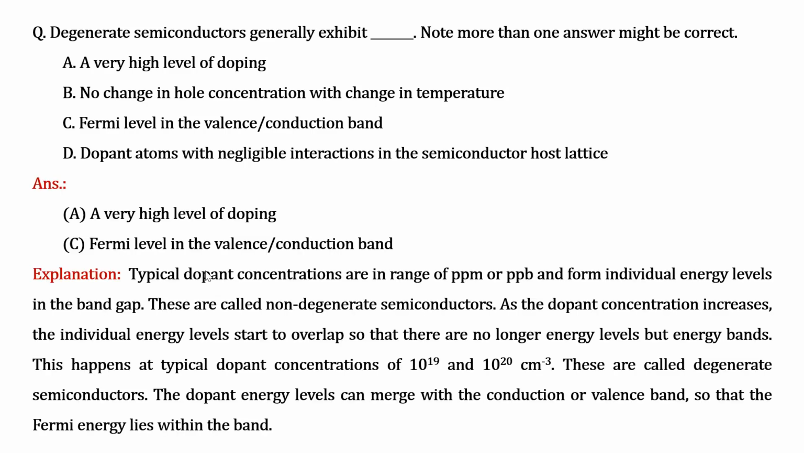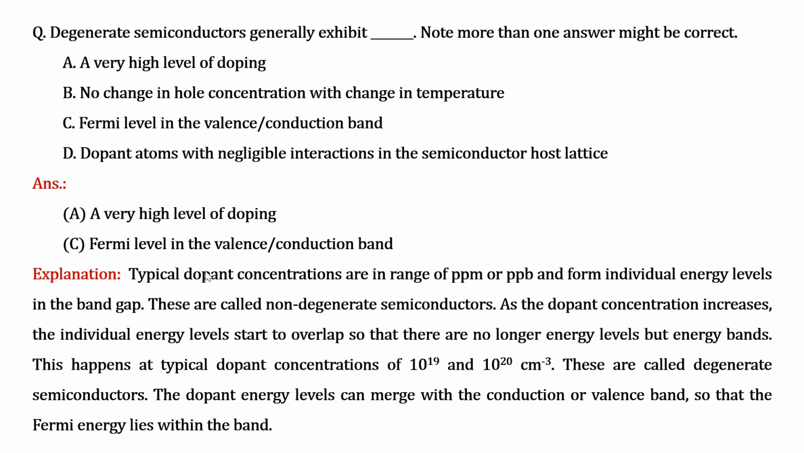So is no change in hole concentration with change in temperature wrong or right? It's basically wrong, because here also we are adding dopants, and with respect to temperature there will be more generation of carriers. Whenever there is more generation of carriers, they will leave an equal number of holes in the valence band. So option B is wrong.